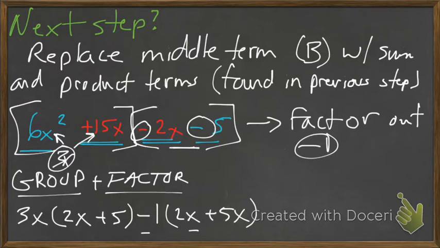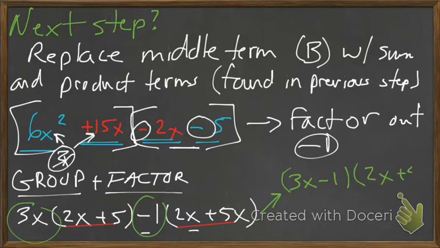Okay. Now if I look at these two terms here, 2x plus 5x, those are the exact same, right? If we recall when we did our factoring by grouping, what we could do is take these two values, 3x subtract 1, and multiply that by what's left over, 2x plus 5. So that will be our final answer.